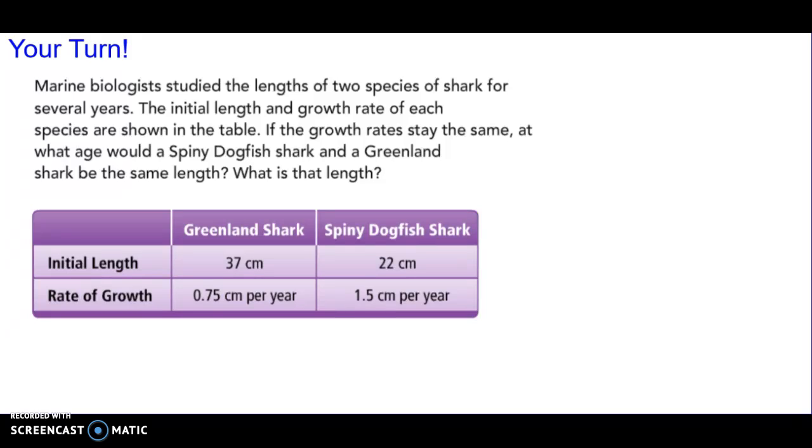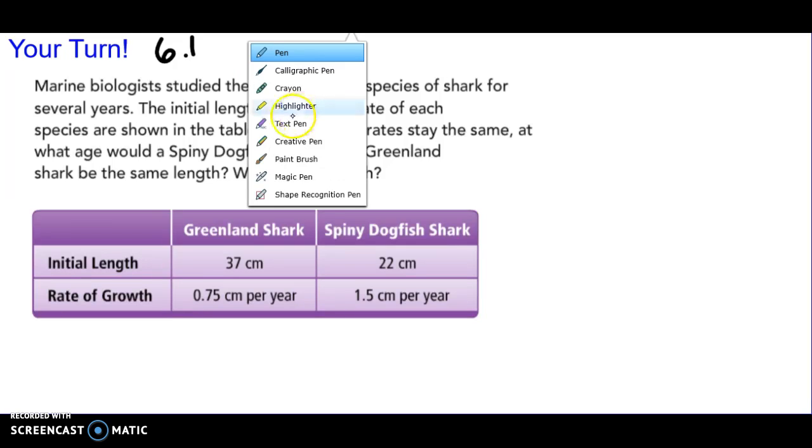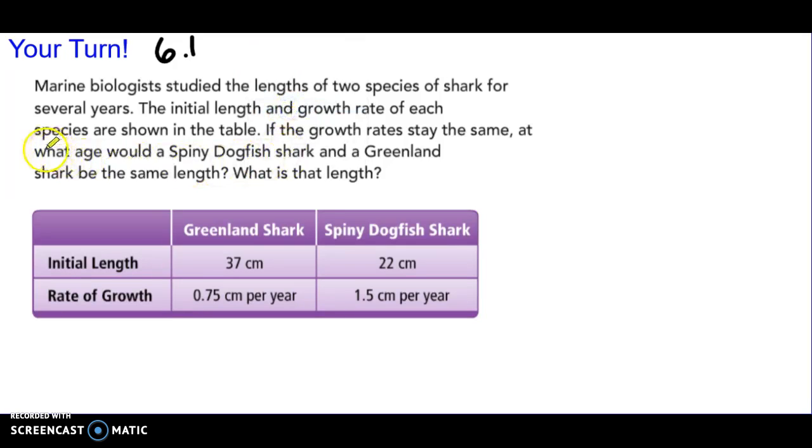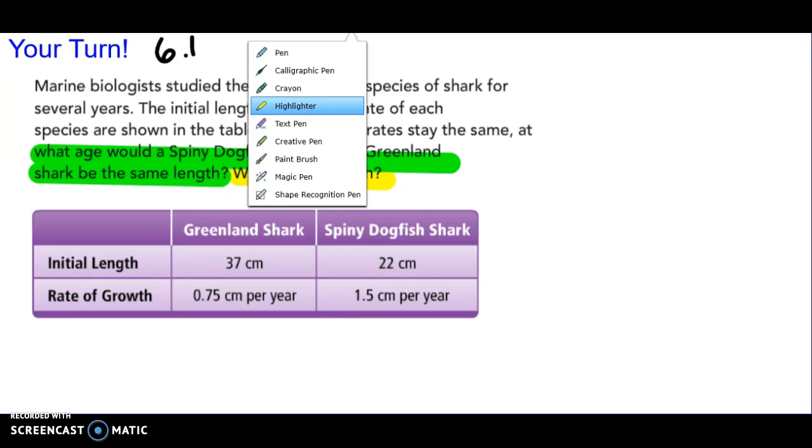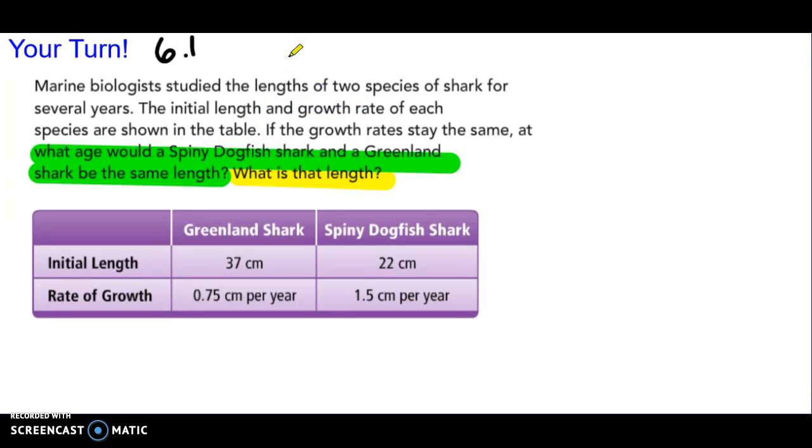So I want you all to try this one. Remember, we did this in 6.1. We set up this equation. See if you can figure out the question that it's asking. The first one asks you, at what age did the spiny dogfish shark and the Greenland shark have the same length? And the second question is, what is that length? So I want you guys to try that, and we'll talk about it in class tomorrow.